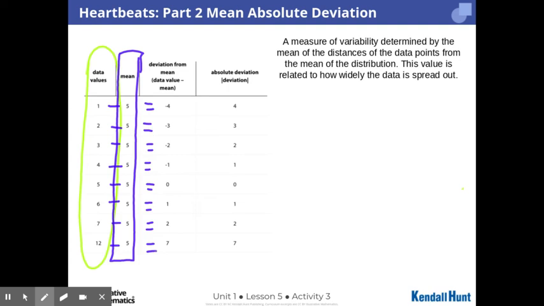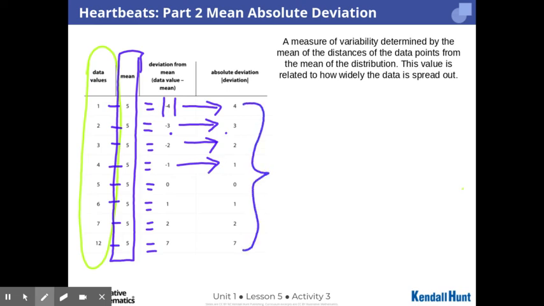So if we put our absolute value sign around it, it just makes that the total distance from the mean. And so you're not going to have those negative numbers. Okay, so -4 becomes 4, -3 becomes +3, -2 becomes +2, and -1 becomes +1. The other values are going to stay the same. Okay, so now to find the mean absolute deviation, we're going to take these values.